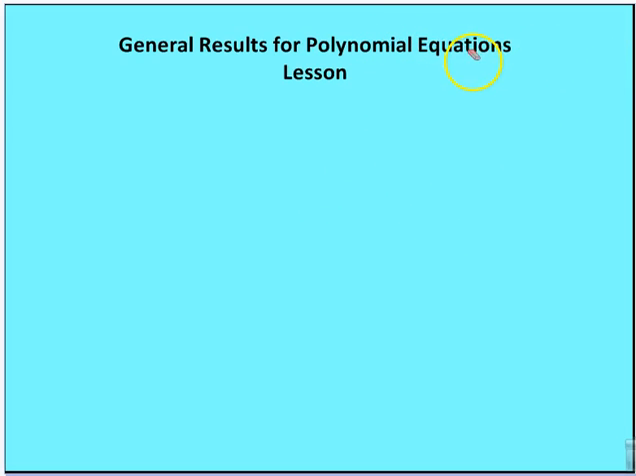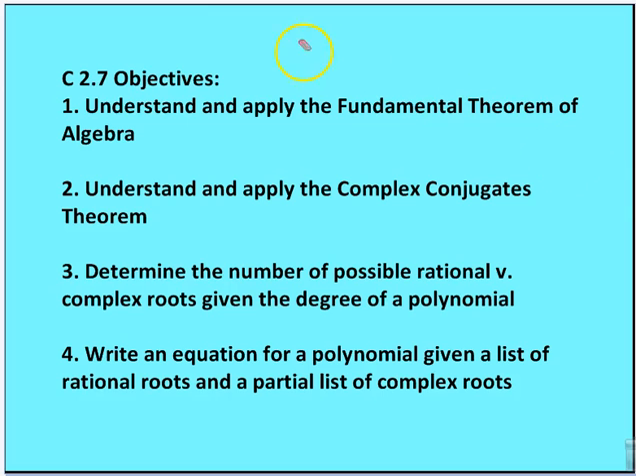In this edition of Ott and Math, we're going to talk about general results for polynomial equations. Specifically, we're going to talk about the complex conjugates theorem as it relates to the fundamental theorem of algebra, and then also coming up with polynomial equations. All right, so let's talk about our objectives for 2.7.